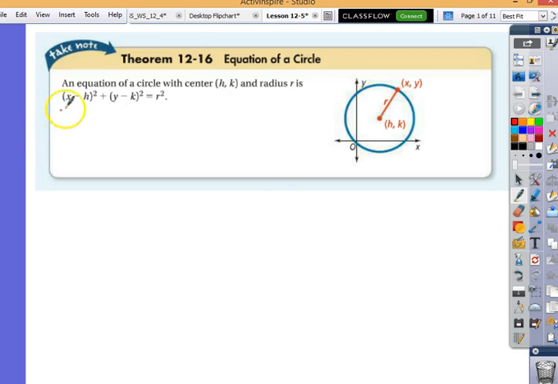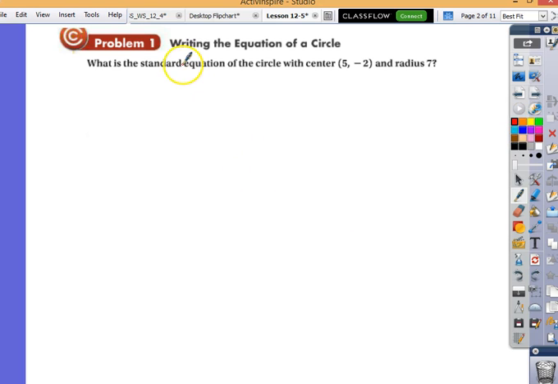All right, so standard form of an equation, the h and the k represent the center, the r represents the radius. Let's see what we're going to do. All right, so in problem number 1, I'm just going to give you a center, and I'm going to give you a radius, and you're going to write out the equation.